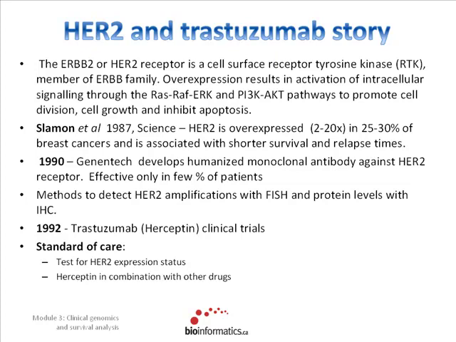A little later, Genentech in 1990 developed antibodies against this receptor, and it was a breakthrough work when they humanized a murine antibody within some 10 months and produced a humanized monoclonal antibody against the HER2 receptor. But they were testing this antibody on a different spectrum of breast cancer samples, and so they got effectiveness only in a few percent of patients.